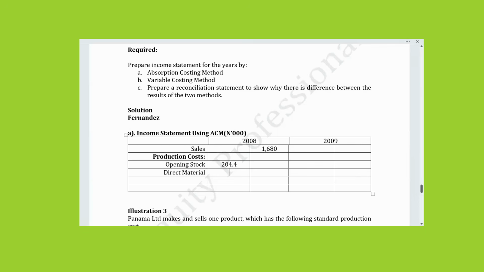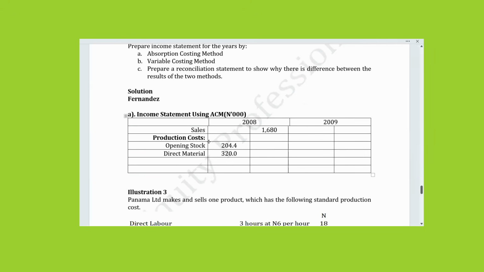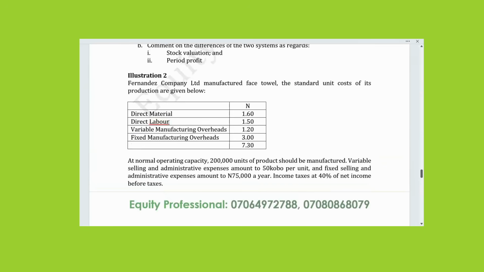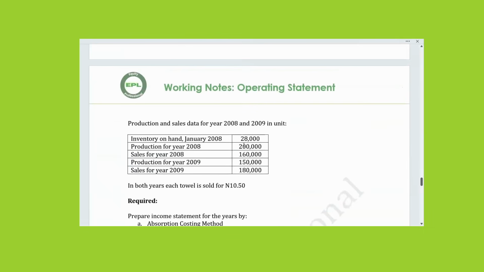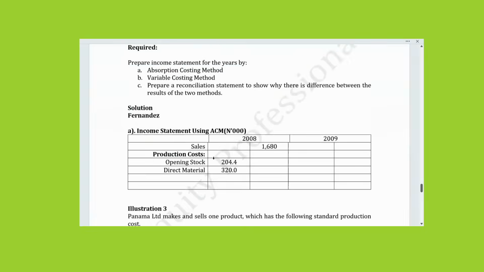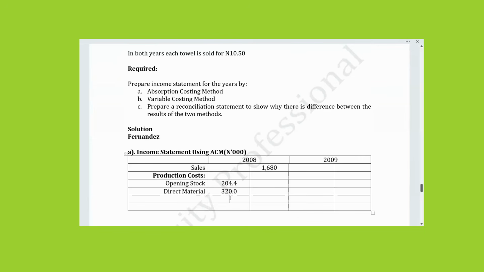Here is 320. Move to the next one. The next one will be direct labor. I will go to the question and check if I'm given direct labor. Yes, we are given direct labor of 1 naira 50 kobo. Then multiply 1.5 by actual production of 200,000. What do you have? 300,000. This is direct labor.